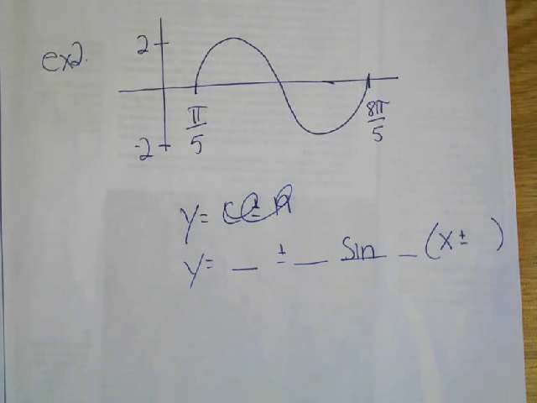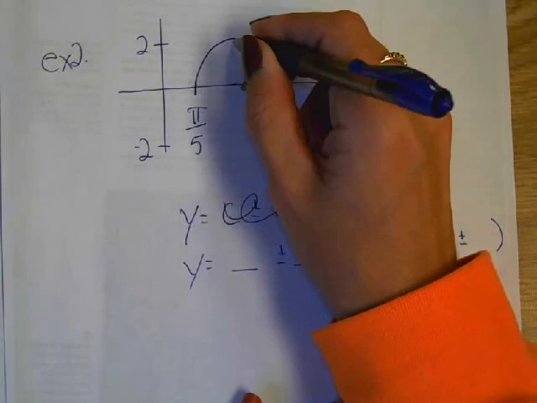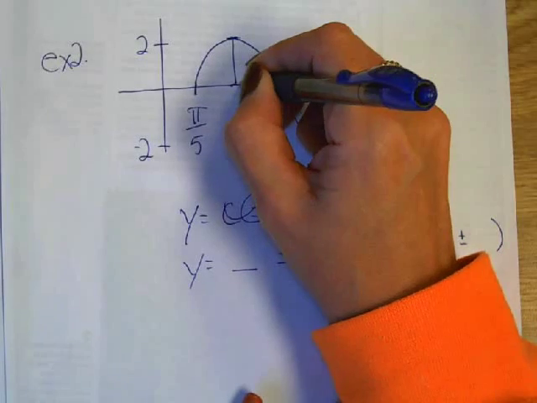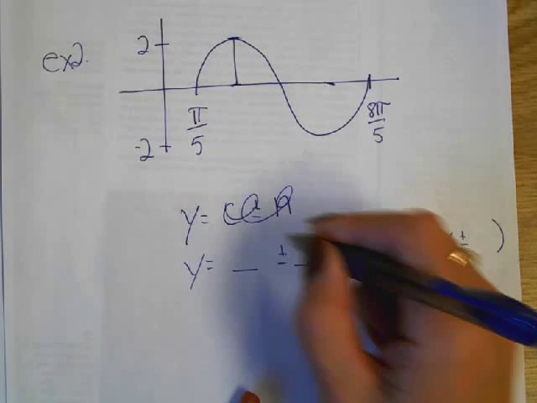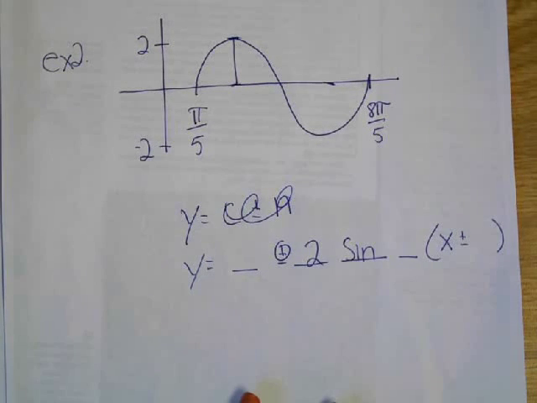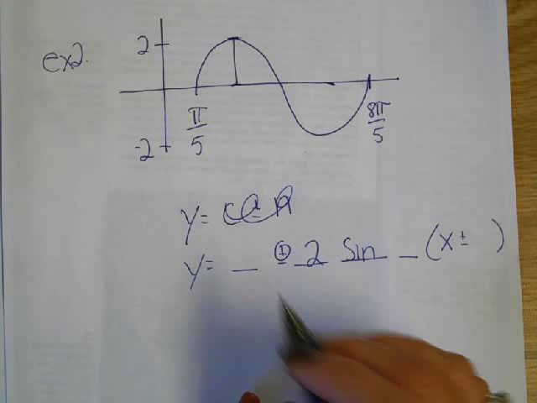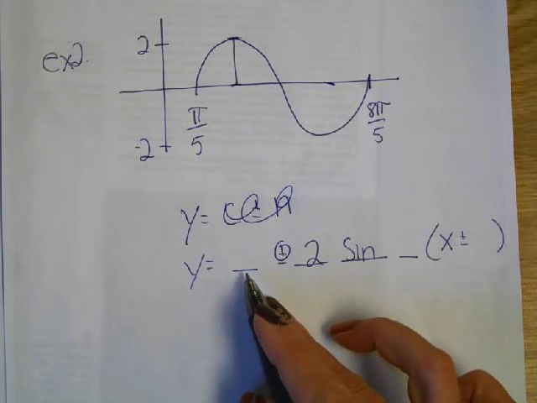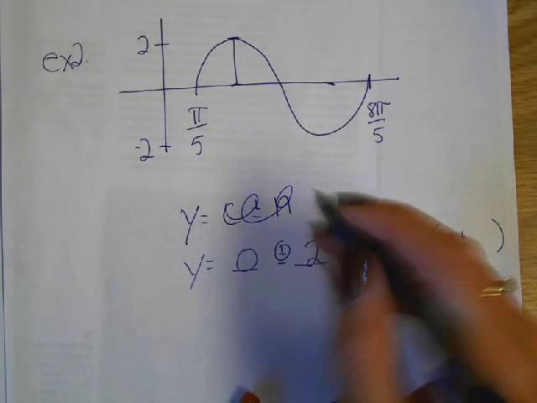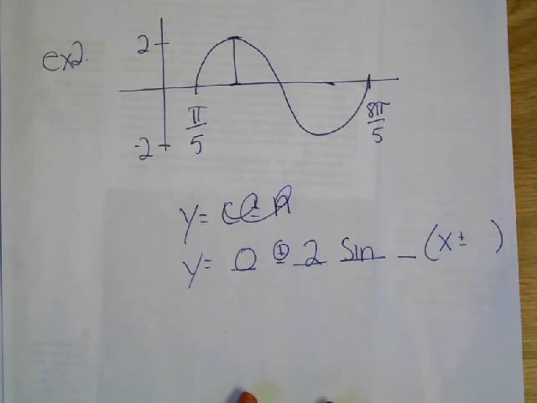Okay, let's go for amplitude. How far is it from the axis to the max or the axis to the min? 2. Is it flipped over, or is it normal? So we want the positive. Okay. Do we have any vertical shift? Is there a new x-axis, or is everything centered on the x-axis? X-axis. So there's no vertical shift, so we don't even need a number there. It would be 0, but we don't have to write that down.